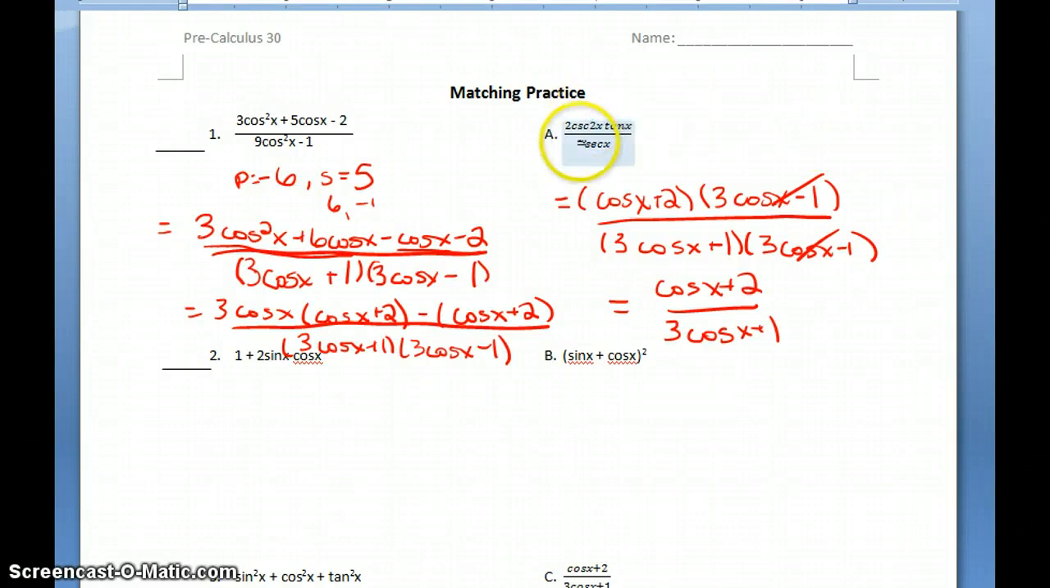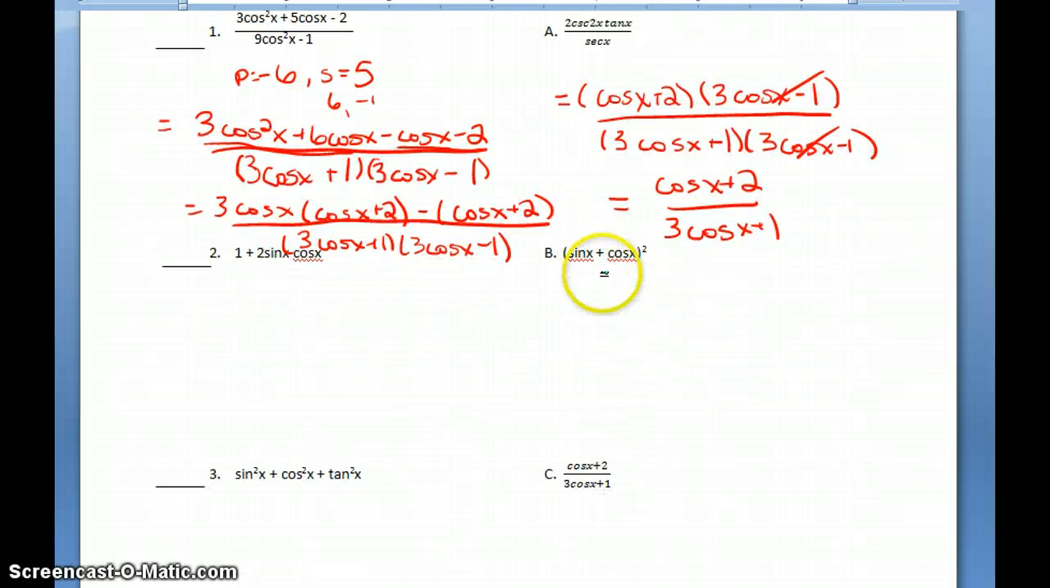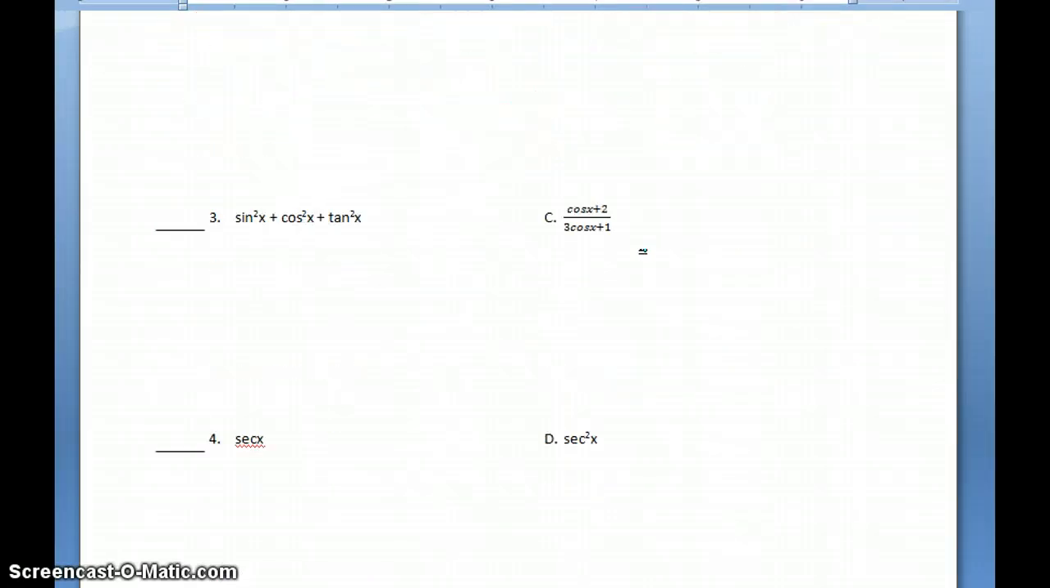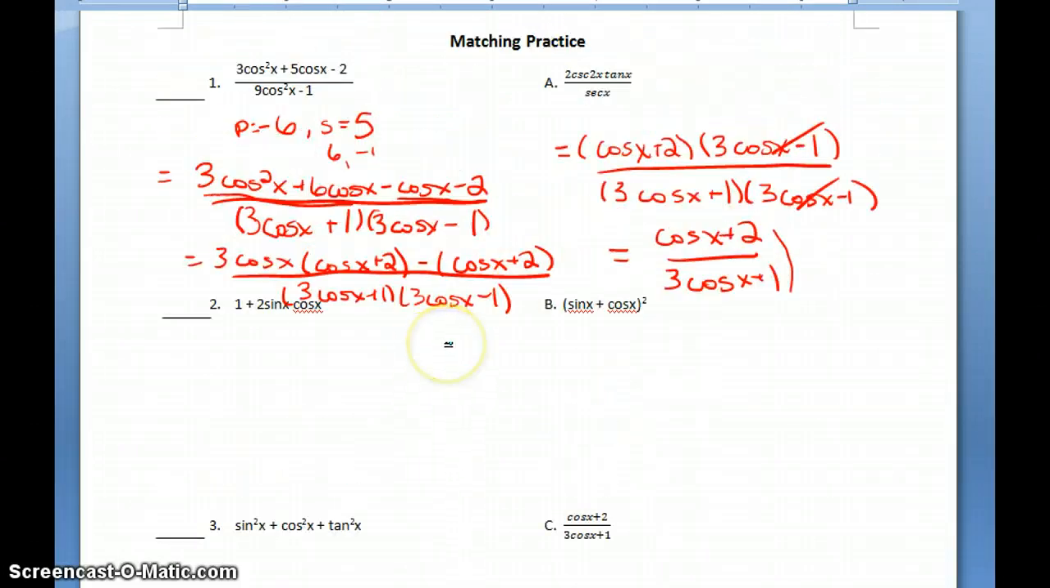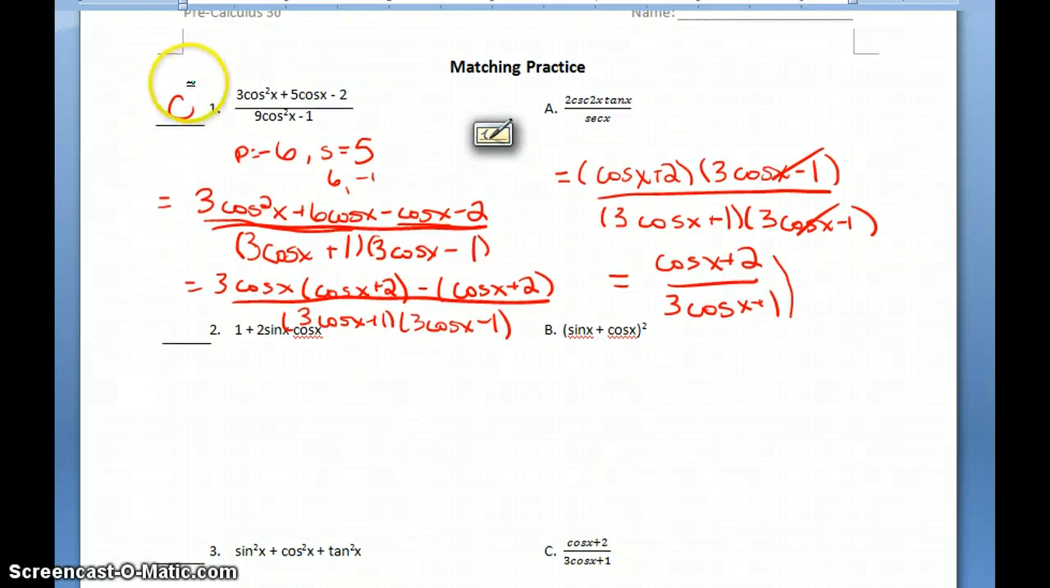So let's go through. So here we have 2 cosecant 2x times tan x divided by secant x. That would be a really far stretch. I don't know if we could even make that into an identity, so let's keep moving. B, we have sine x plus cos x all squared. And then here, moving down, we have cos x plus 2, divided by 3 cos x plus 1. If you notice, this here would be simplified, and that is exactly what C is there. So for your first one there, that one is a trig identity for C.